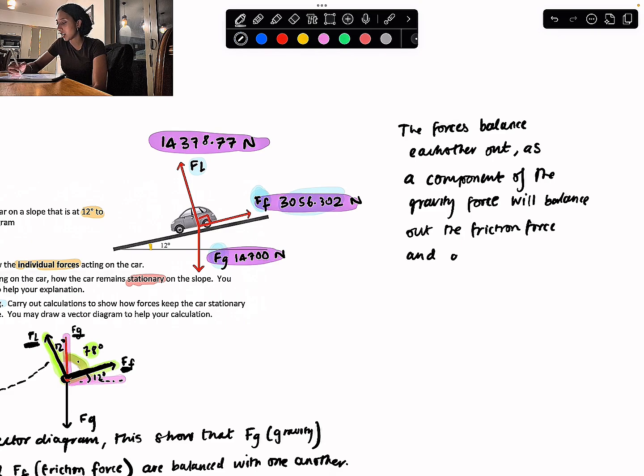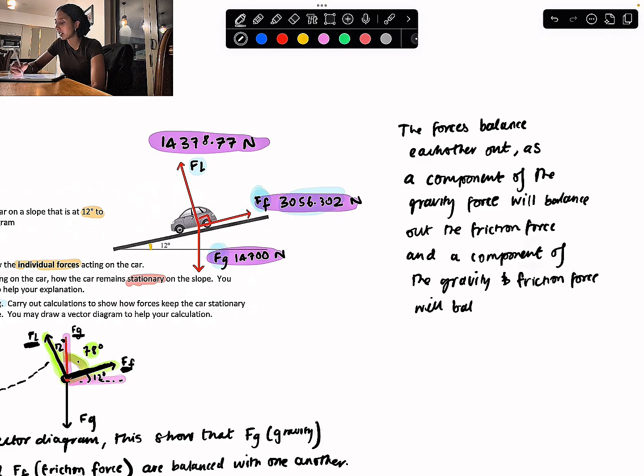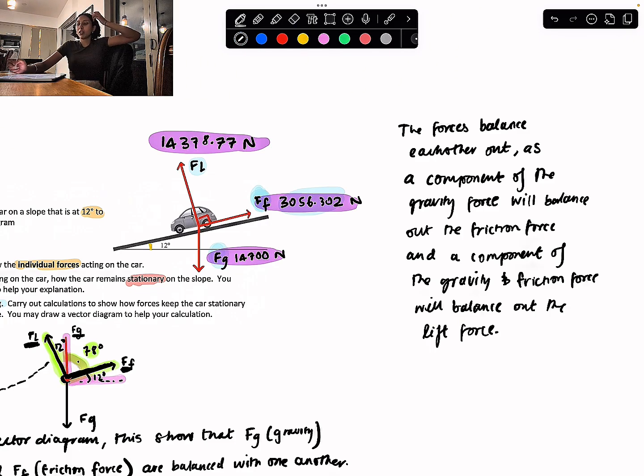and a component of the gravity force and friction force will balance out the lift force. Okay, so with reference to these numbers, this is my written answer that goes with it.